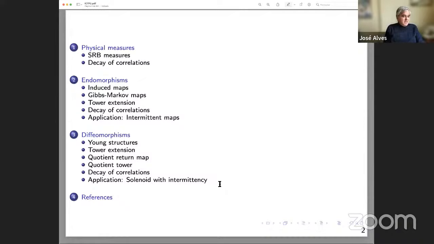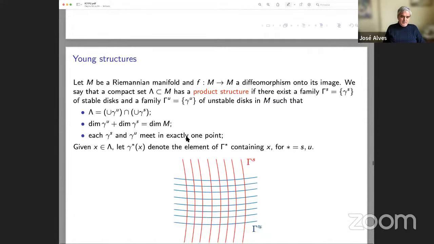The idea for those structures is that they are made of stable and unstable disks. When you collapse along the stable disks, you obtain an induced map of the Gibbs-Markov type. We will also associate to it a tower extension and a quotient of that tower. Using the results from the endomorphism case, we'll be able to deduce decay of correlations in the diffeomorphism case. So let me start introducing these Young structures.